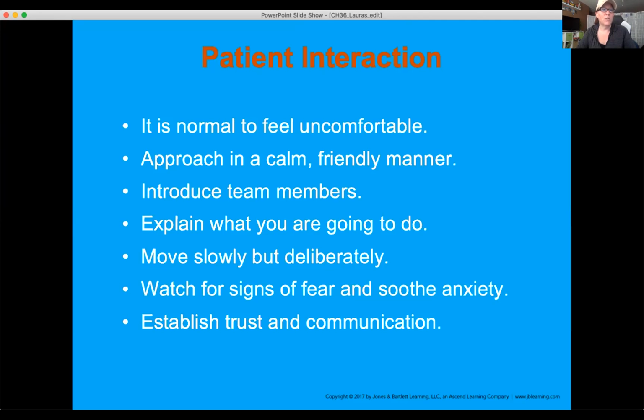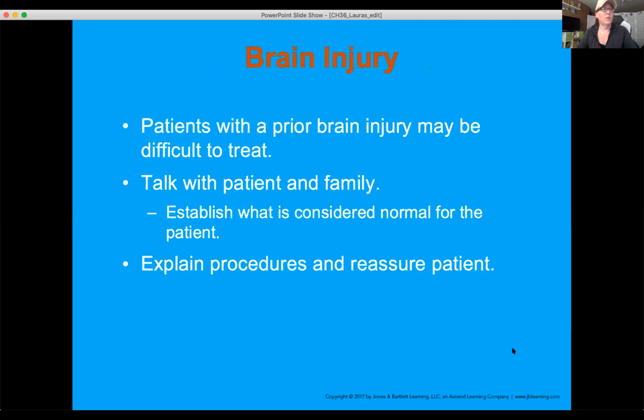Make sure you introduce yourself just like you would with any other patient. Tell them what you're going to do before you do it. And then watch for people protecting their bubble, right? Communication's the biggest part though, making sure you're communicating with your patient.